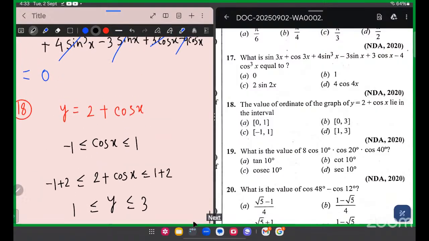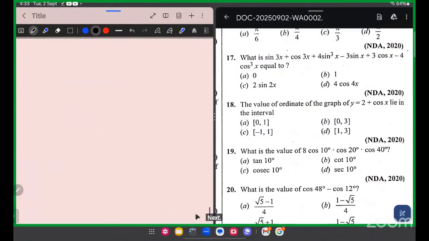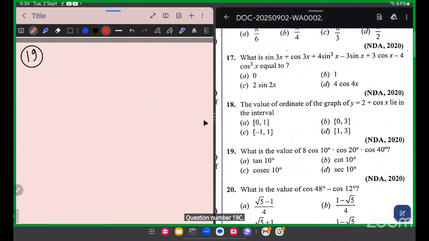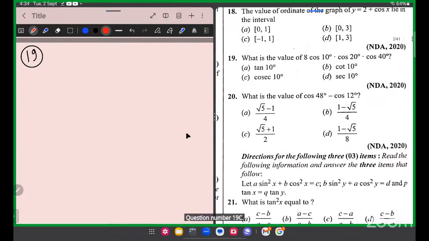Next. Question number 19. See, we have got 8 cos 10 into cos 20 into cos 40.